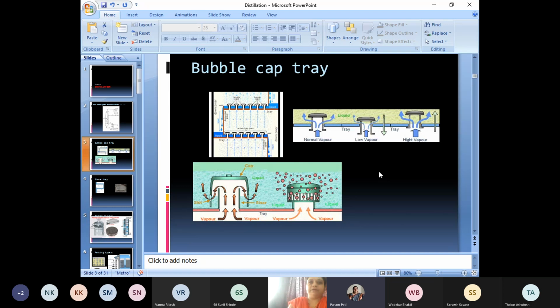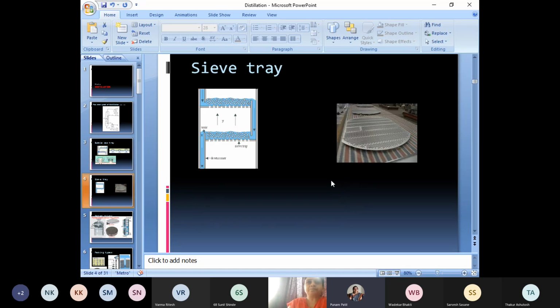Then we studied in detail how the bubble cap tray works. So this is the arrangement for the bubble cap tray, where the holes are there, and on that holes you can see such sides. On that the cap is placed. Due to the vapor pressure, the cap gets lifted, and because of that the vapor escapes from this gap and it mixes with the liquid which falls on the tray. Okay, I will show you the video so that the idea will be more clear. So this is about the bubble cap tray.